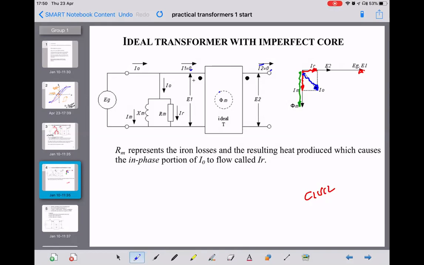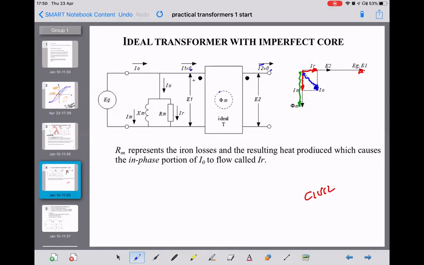Happy, everyone? Yeah, fine. Good. So that XM and the RM are just like the winding resistance and the inductance represented. That's right.